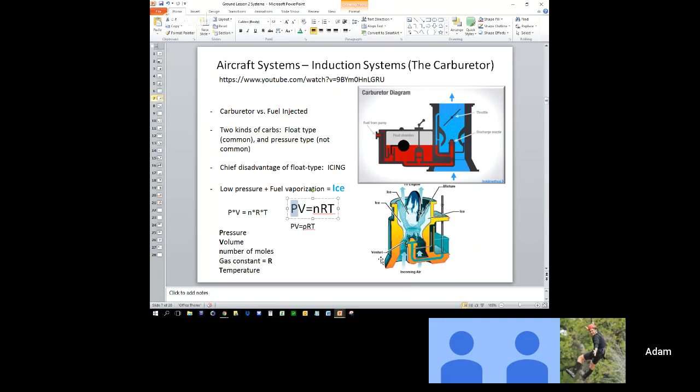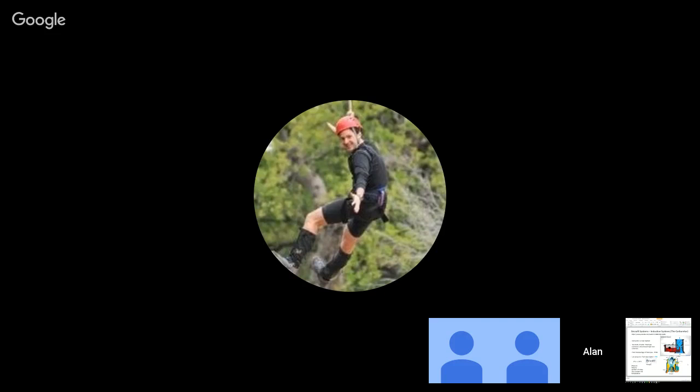The reason for that is because the temperature drop across the venturi throat is so drastic. You can literally take ambient 70-degree air that's coming in through the induction system, and you can lower that all the way through freezing, through 32 degrees Fahrenheit. It's a lot more common than you think. Wow.